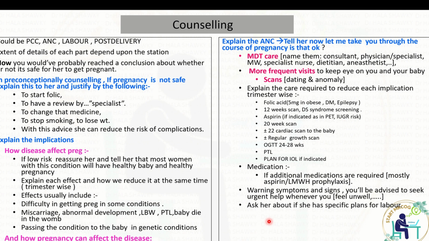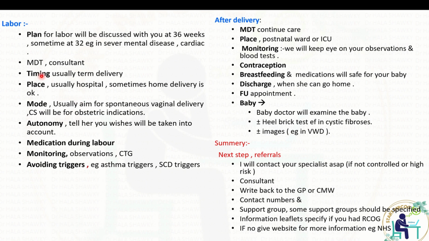And ask her if she has any specific plans for labor. Labor, usually we discuss the plan, in most of the stations with the consultant at 36 weeks, but sometimes we need to discuss it early, at 32 weeks, for example in severe mental illness, severe cardiac disease, or severe renal disease, because most of these patients will need induction, or they may go into preterm delivery. So she will have her plan ready in her notes in case she comes early in labor. And the multidisciplinary team will continue the care.